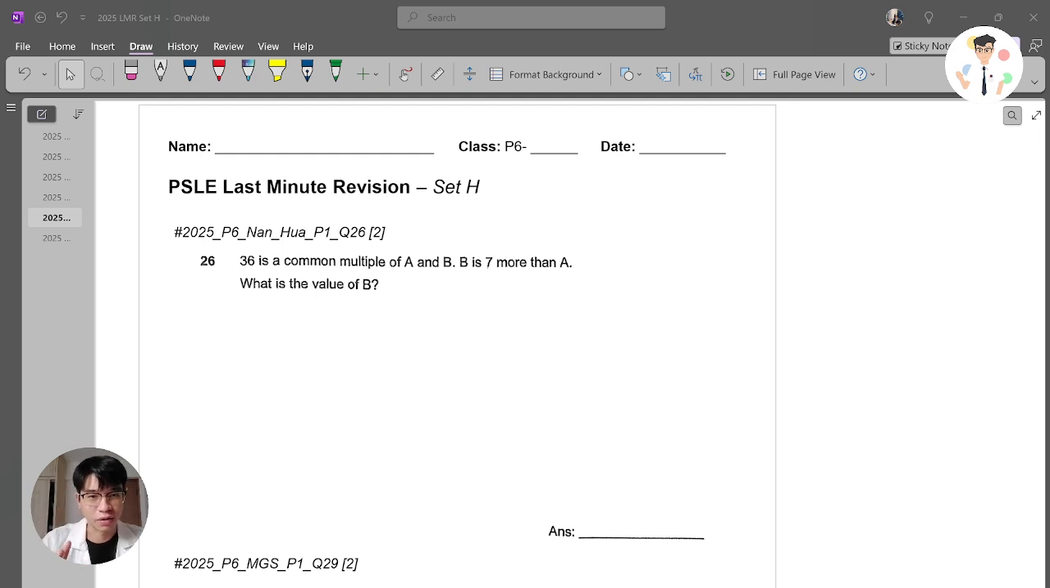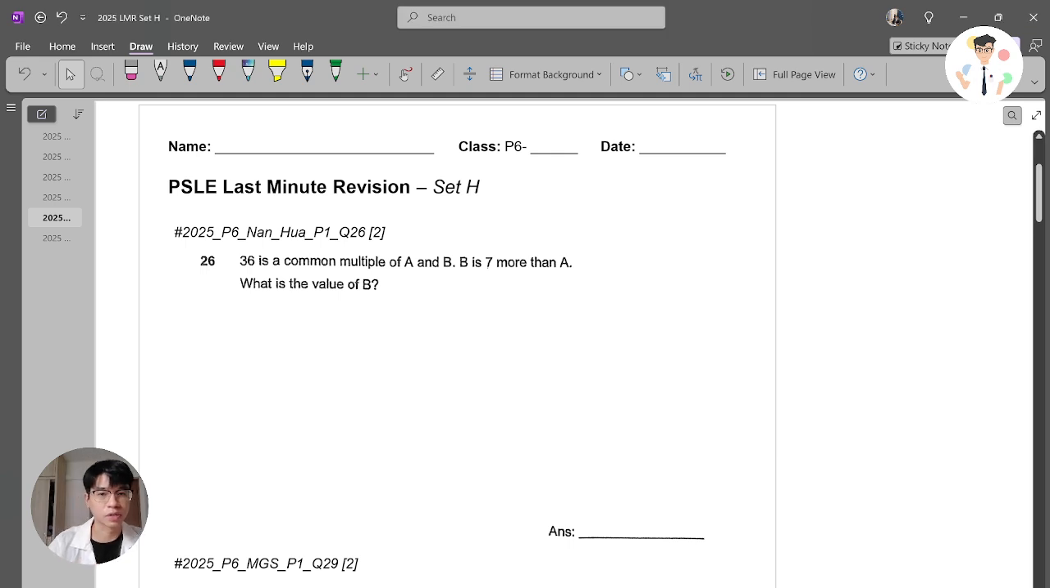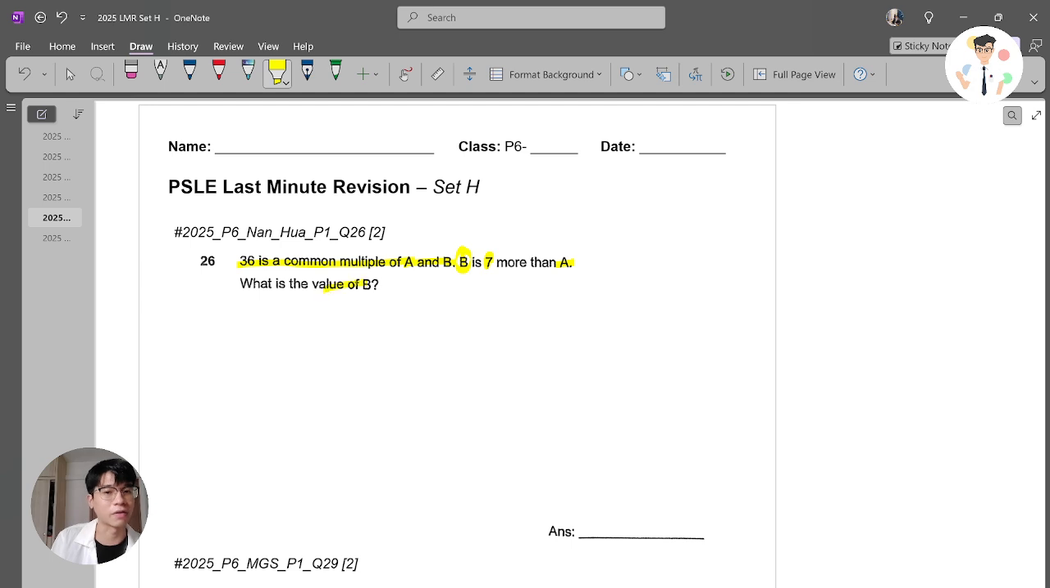So let's look at our first question here from Nanhua Paper 1, question 26. It says that 36 is a common multiple of A and B, and B is 7 more than A. What is the value of B?